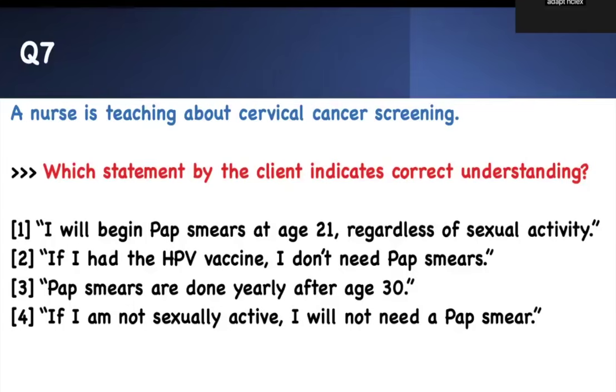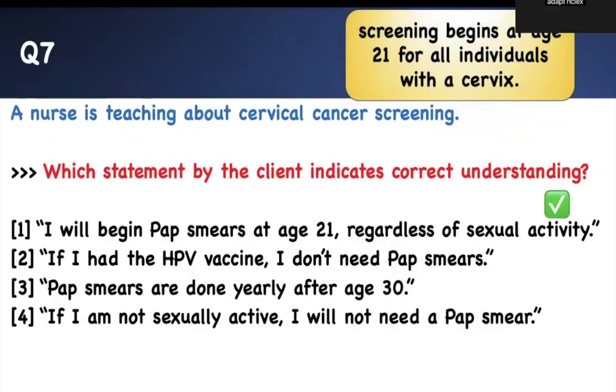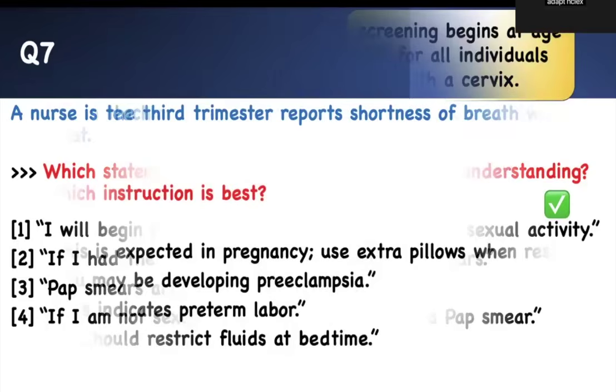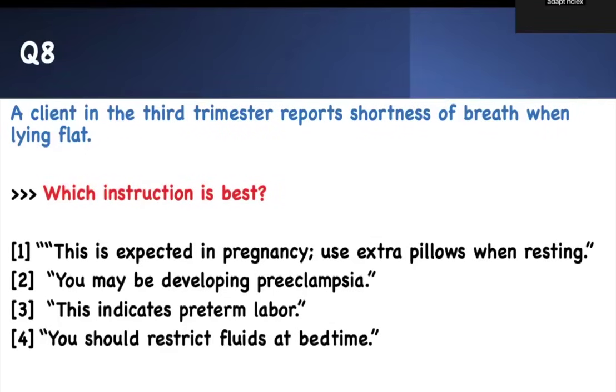If you're sexually active at an early age, your risk of cervical cancer increases. If you smoke, your risk of cervical cancer increases. HPV vaccine does not prevent you from having cervical cancer. You still need screening. A vaccination is preventive. Pap smears are not done yearly after 30 years, but every 3 years. Therefore, the right answer is number 1. And this is very, very important how you know about it.